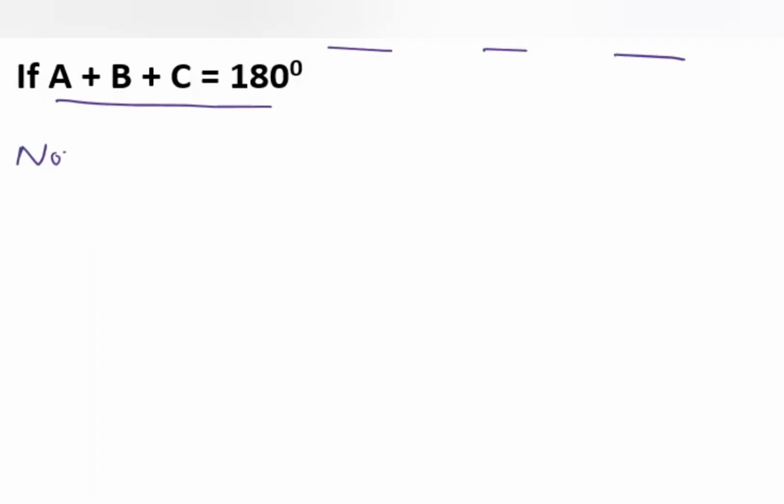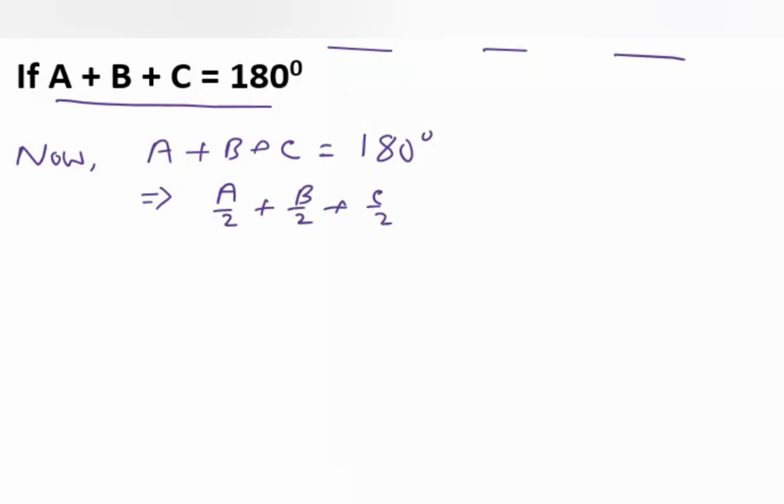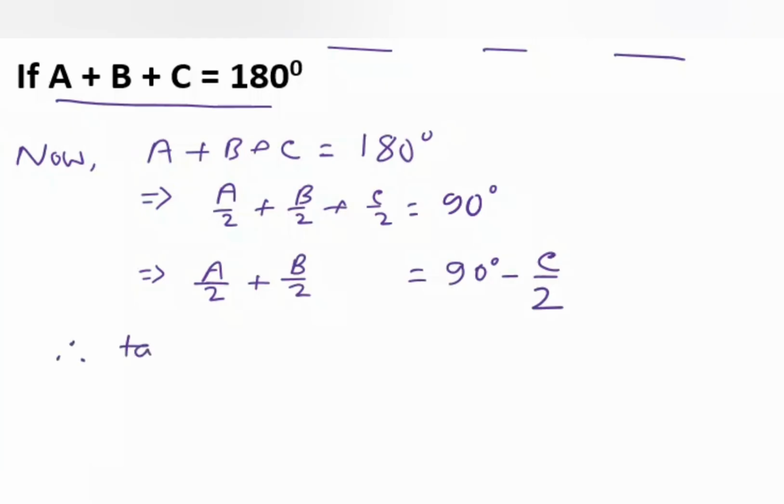We begin with our given condition, A plus B plus C equals 180 degrees. Now, if we divide the entire equation by 2, we get A by 2 plus B by 2 plus C by 2 equals 90 degrees, which simplifies beautifully to A by 2 plus B by 2 equals 90 degrees minus C by 2. Now let's take the tangent function on both sides of this equation to introduce the tan terms we need for our expression.